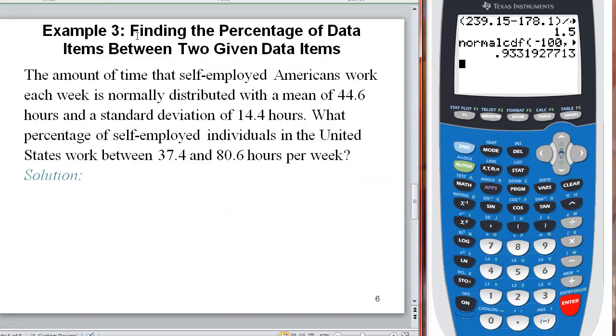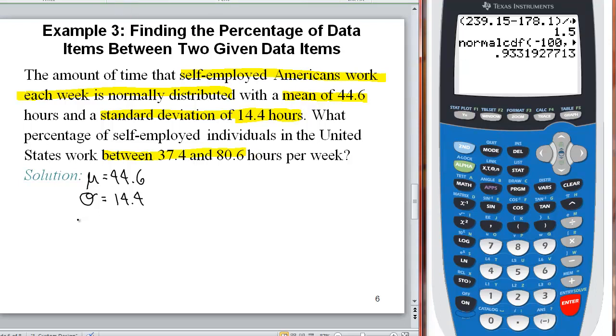All right? Now another example is, let us go ahead and find the amount of time that self-employed Americans work each week, which is normally distributed. Again, this is really important, with a mean of 44.6. All right, so I'm going to have a mean of 44.6, okay, and a standard deviation of 14.4 hours, right? So my standard deviation is 14.4 hours. All right, and we want to find who works between that many hours per week.